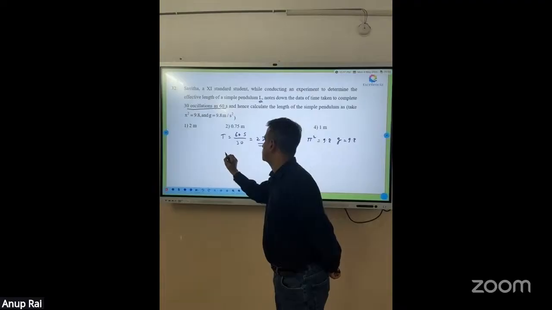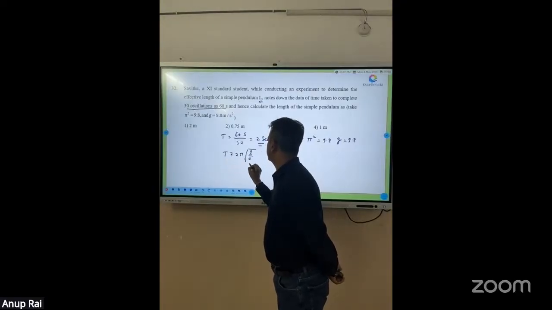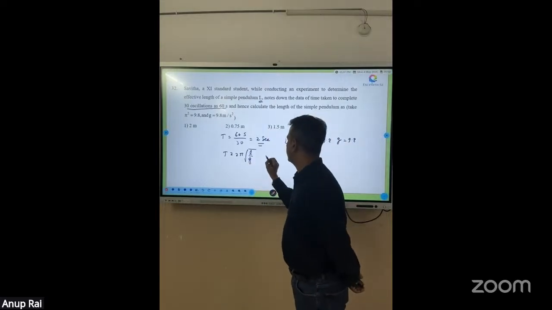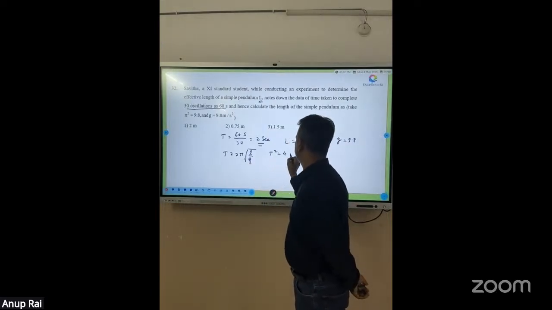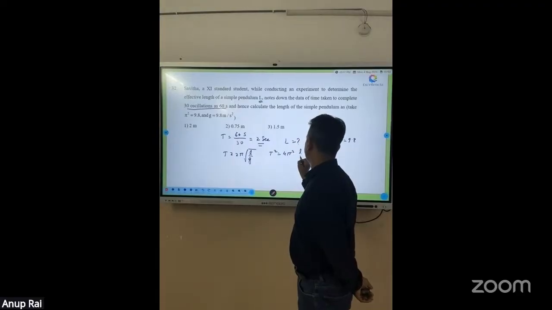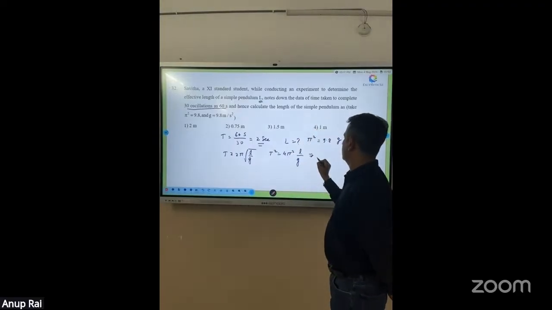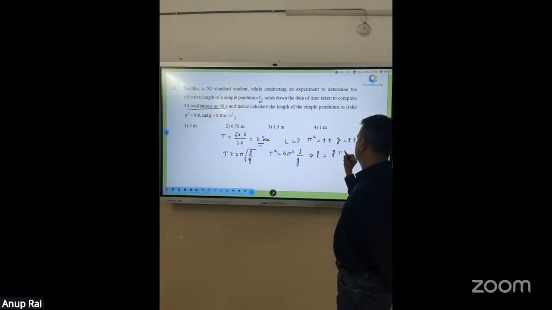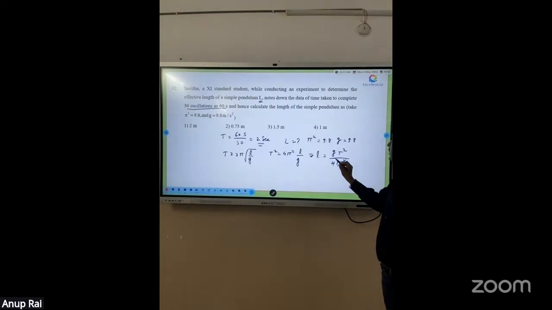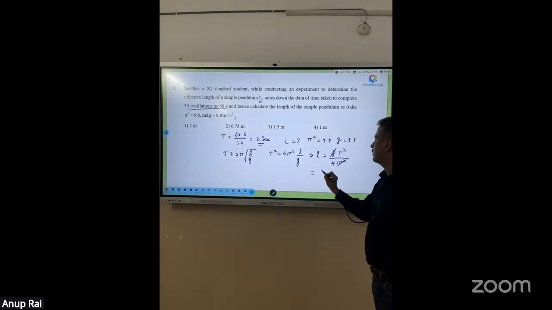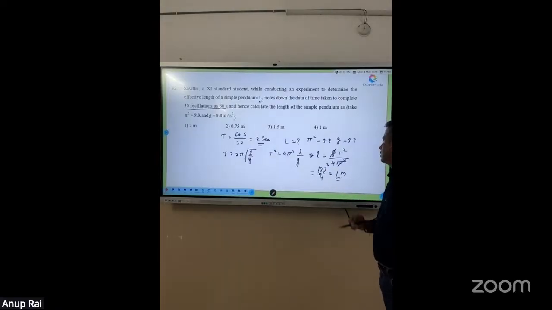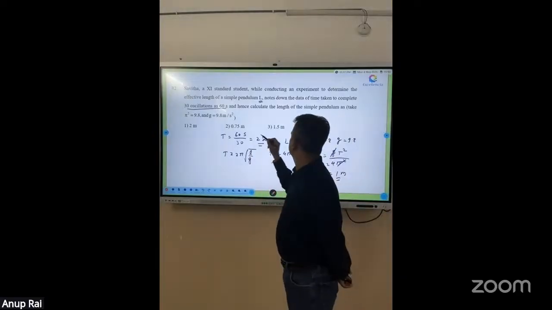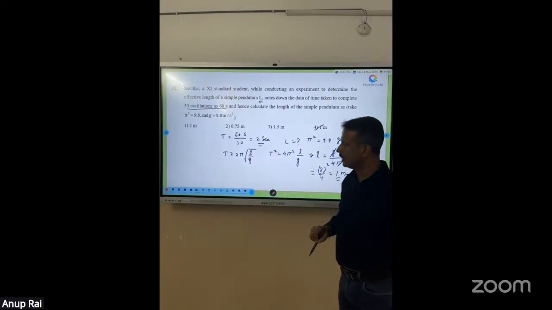You can calculate also. T is equal to 2 pi root over L by g. Length we need to calculate, so we know that T square is equal to 4 pi square L by g. L is equal to T square by 4, since 4 pi square and g will cancel. T is 2, so 2 square by 4 is going to be 1 meter. So the answer is 1 meter. All right.